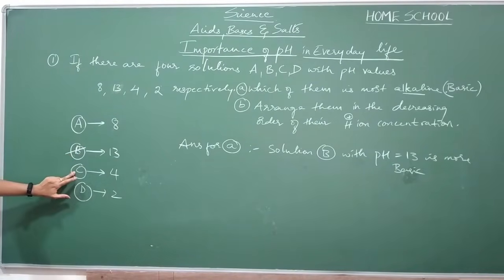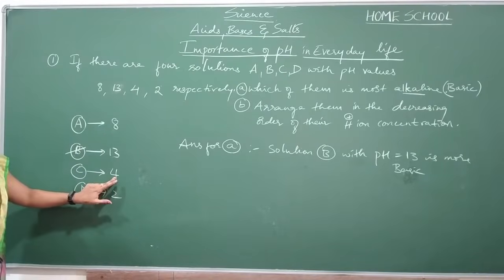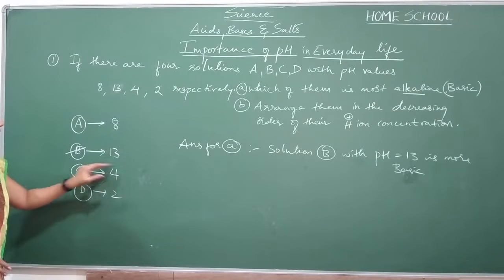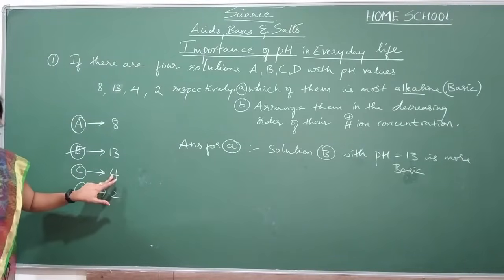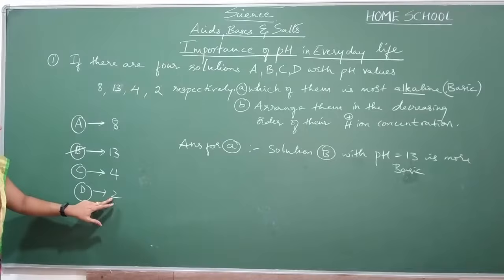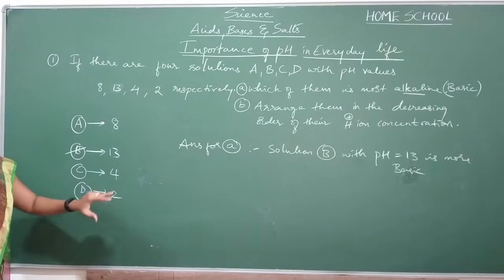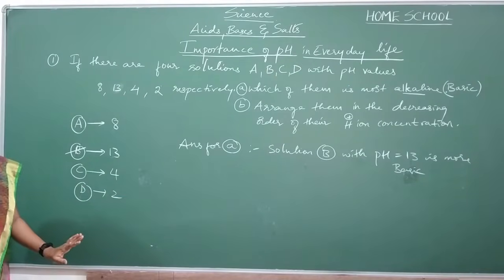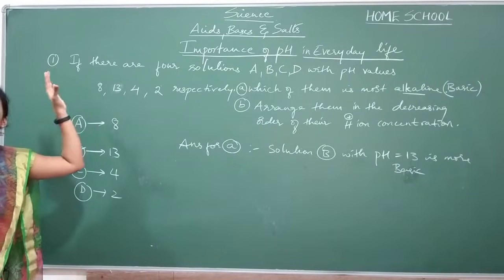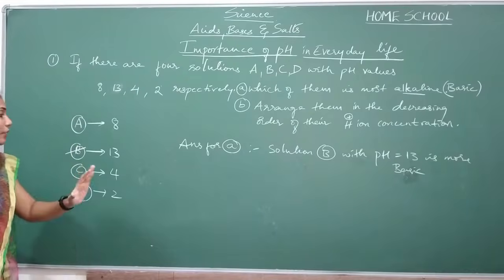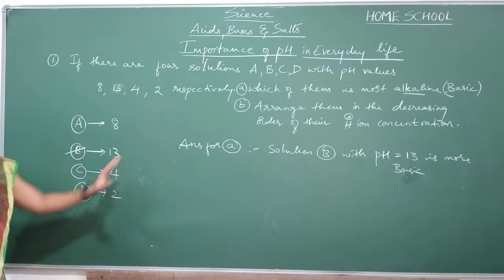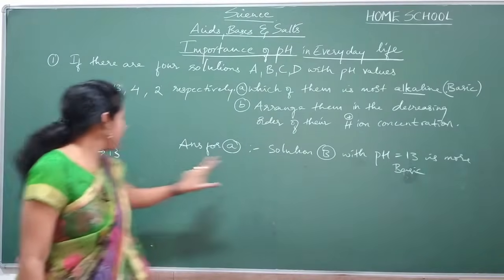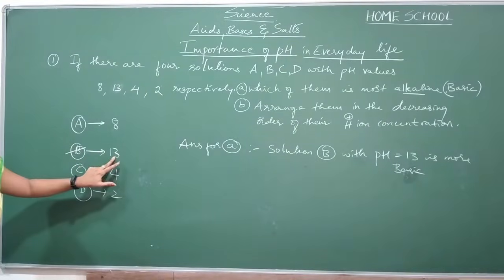And what about solution C? See the pH value 4, that is below 7. That means it is acidic, but it is weakly acidic. And solution D is strongly acidic. The smaller the number, the more acidic it will be. The higher the number, the more basic it will be. Clear? So this is the concept. I asked which solution is most basic, so your answer is solution B with the pH value 13.